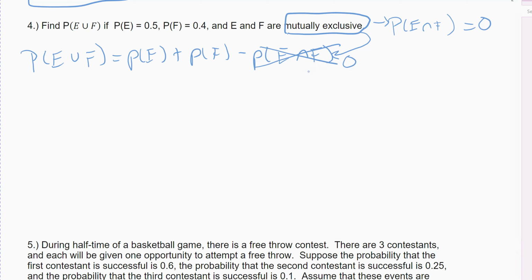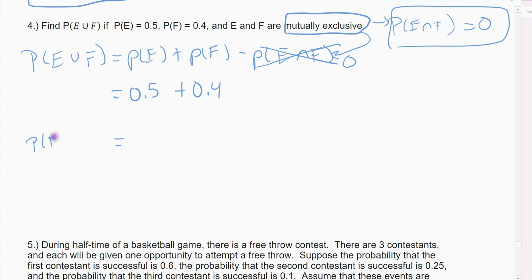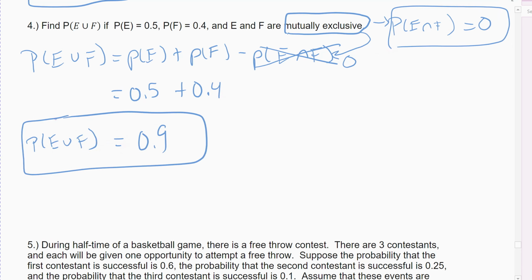Mutually exclusive events allow me to just straight out add my two outcomes to find my or statement. And so it's just the probability of E, which is 0.5, plus the probability of F, which is 0.4. I don't subtract anything because they're mutually exclusive. There's nothing to subtract. And so the probability of E or F is 0.9. So again, it mattered. My two events, if they were mutually exclusive, the chance of one or the other happening is 0.9.